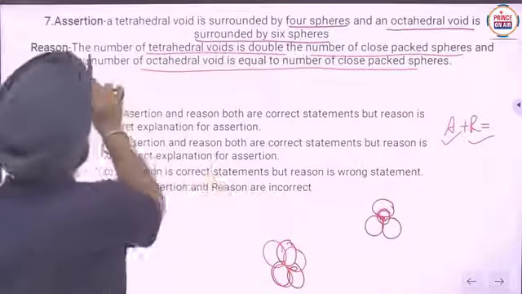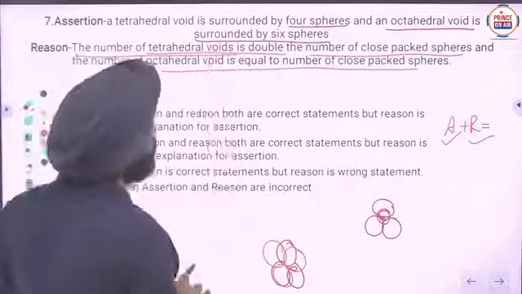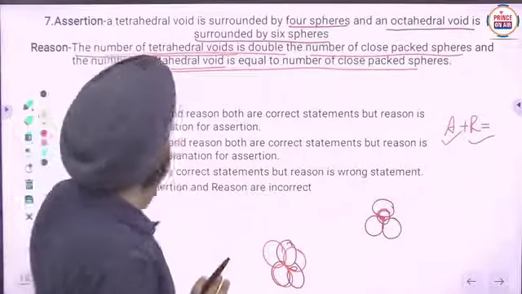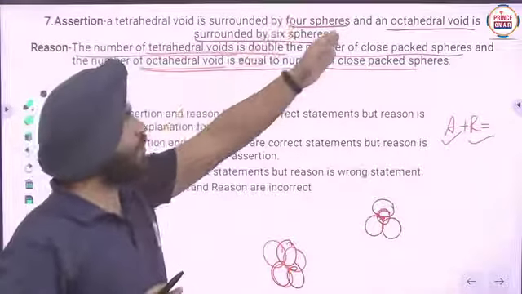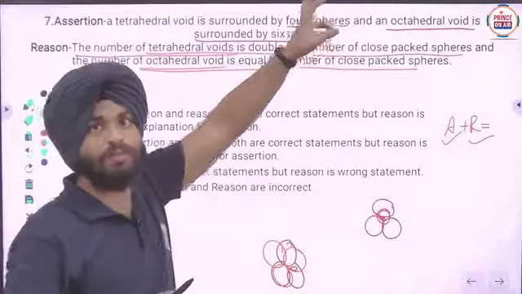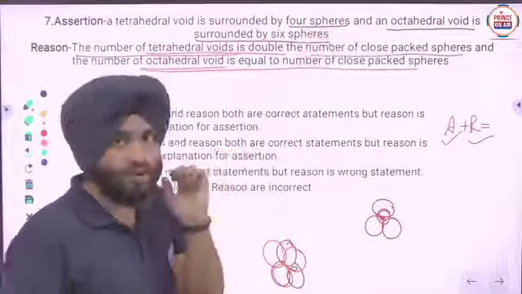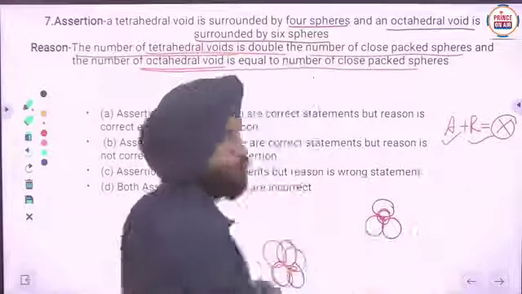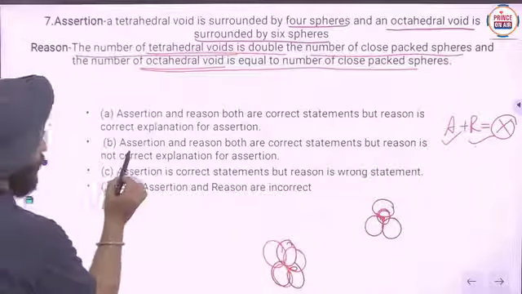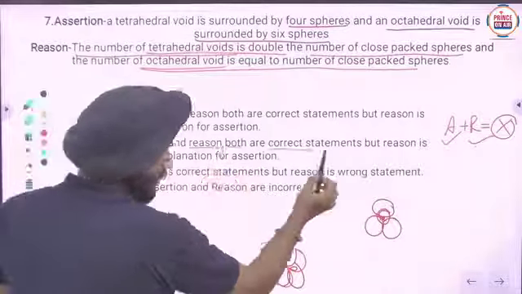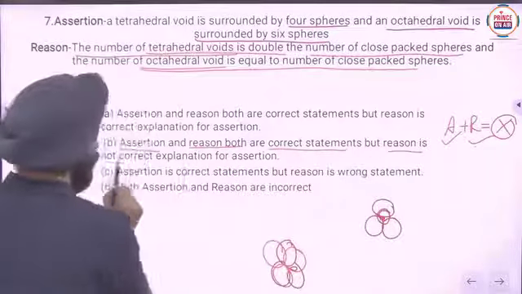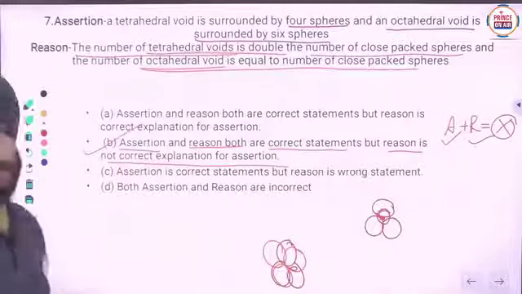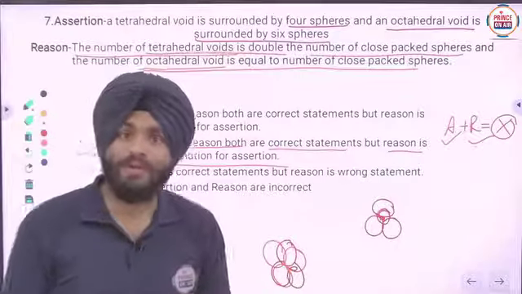Here they are telling about the number of tetrahedral voids and octahedral voids, but the assertion is about the coordination number or something else. So no relation is there. Assertion and reason are both correct statements, but the reason is not the correct explanation for the assertion. Option B will be the right answer here.